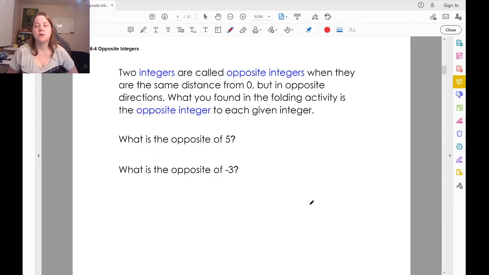2 integers are called opposite integers when they're the same distance from 0, but in opposite directions. So what we were talking about with walking down the number line, or imagining looking in a mirror, was figuring out the opposites. What's the opposite of 5? -5. What's the opposite of -3? +3.